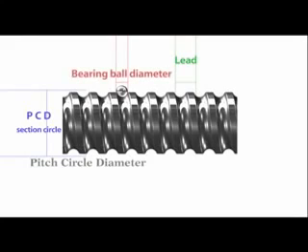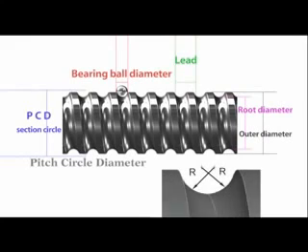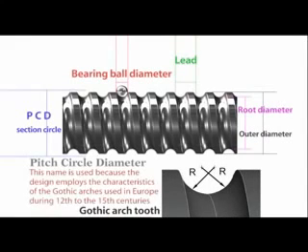The bearing ball diameter. The root diameter is the smallest diameter of the threads. The outer diameter is also known as the nominal outer diameter and is the largest diameter of the threads. A Gothic arch tooth design has two identical radii and an offset center.